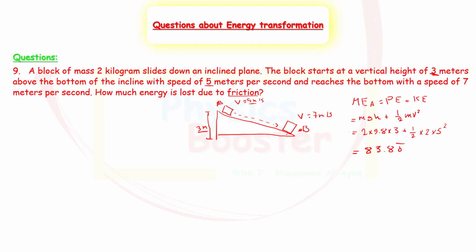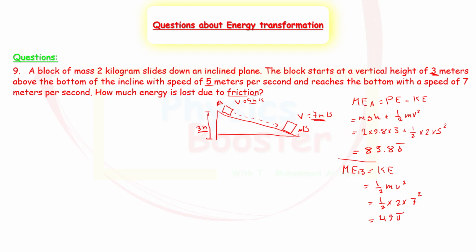Now let's study the mechanical energy at location B. The mechanical energy at location B is going to be equal to, what types of energy do I have? Well, the object is moving, so it has kinetic energy, but the object is not above the ground anymore, so there is no potential energy. So the only type of energy here is the kinetic energy, and I can also find it. The kinetic energy is equal to half mv squared, which is equal to half multiplied by 2 multiplied by 7 squared. The answer is 49 joules.